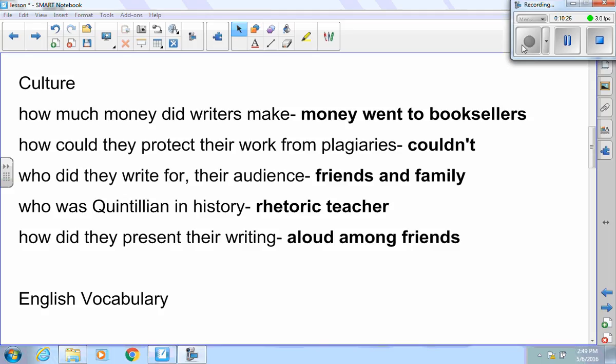Who did they write for? Their audience were their friends and their family. Who was Quintilian in history? He was a rhetoric teacher. How did they present their writing? They presented it aloud and among friends.